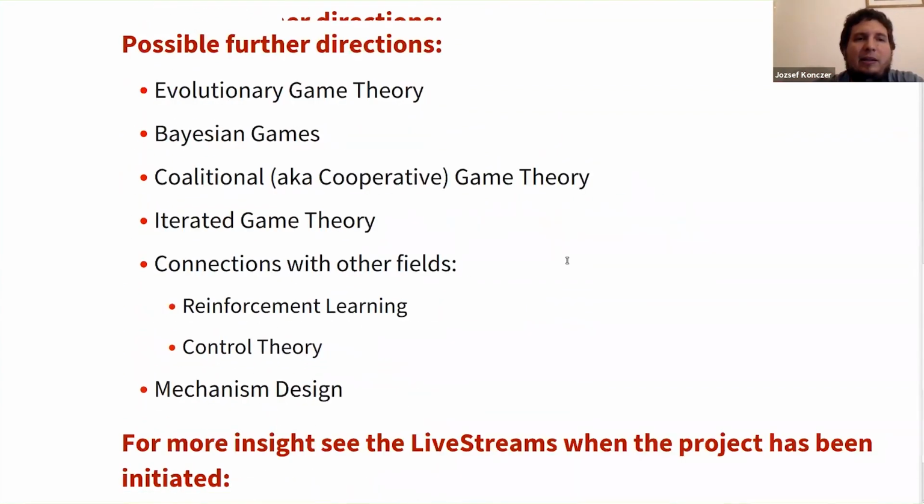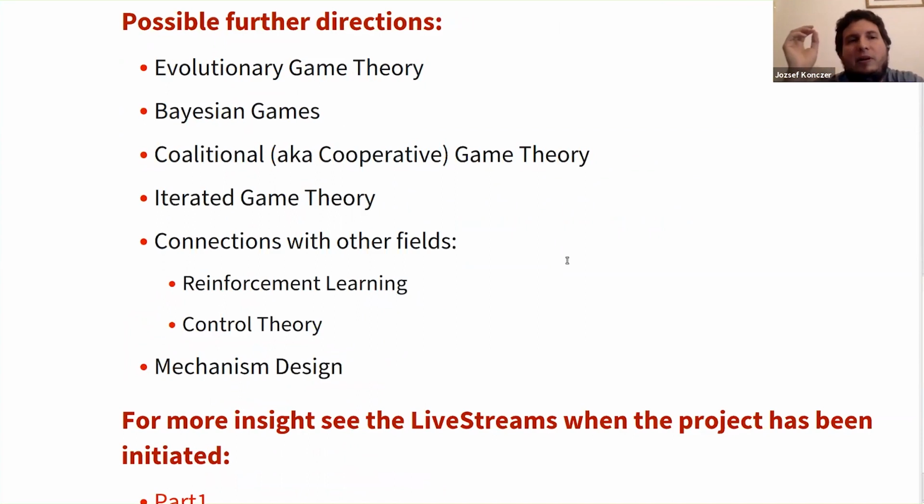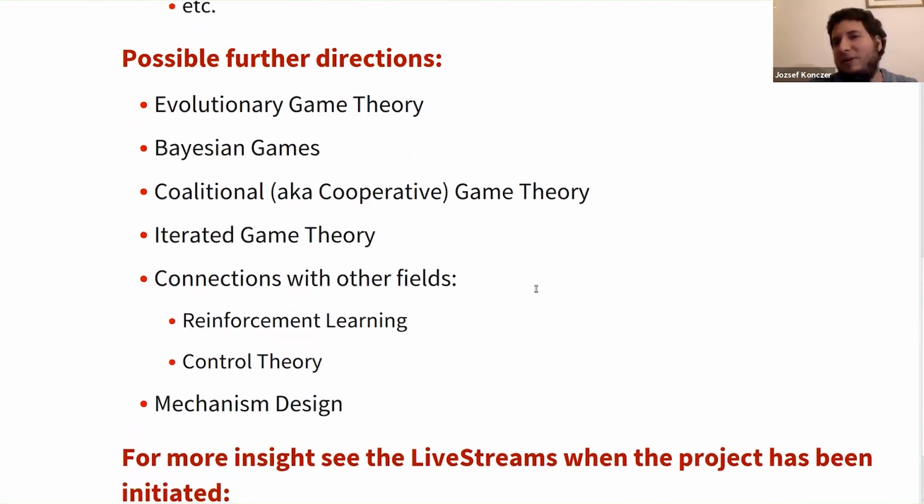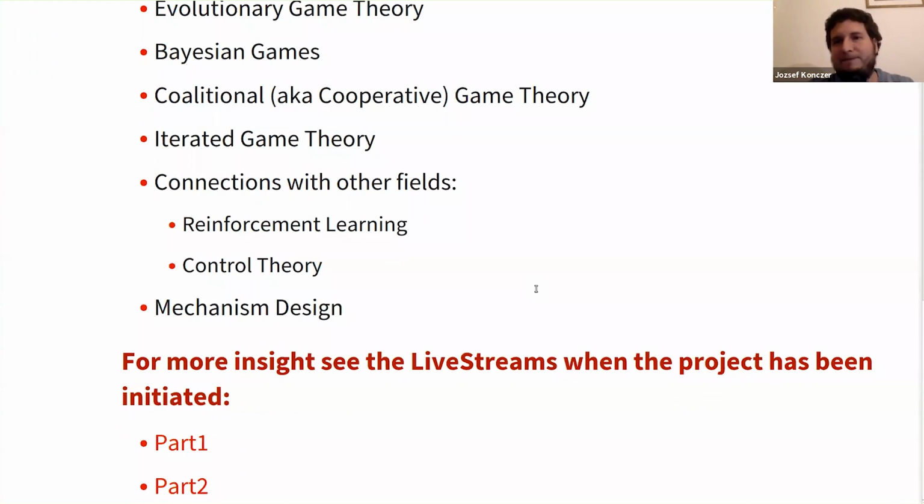And the possible further directions are evolutionary game theory, Bayesian games, coalitional or cooperative game theory, iterated game theory, connection with other fields like reinforcement learning, control theory, machine mechanism design, etc. And actually, if you want to get more insight, there were two live streams with Stephen Wolfram where we actually initiated this project, and the things which are mentioned in the possible future are discussed in a little depth.